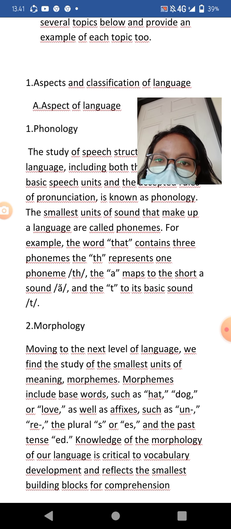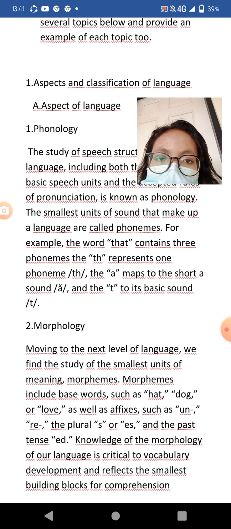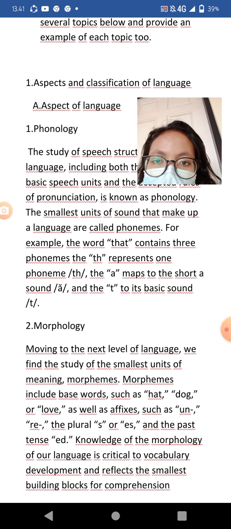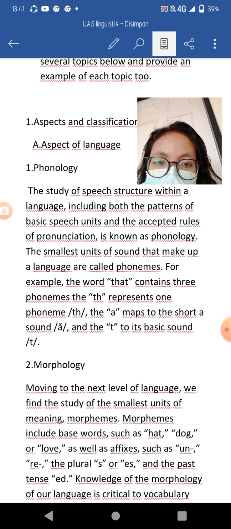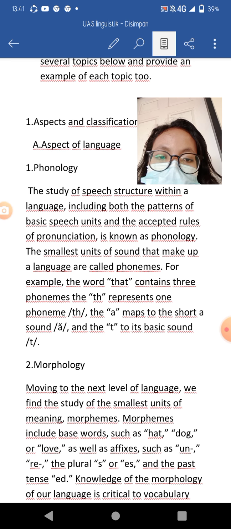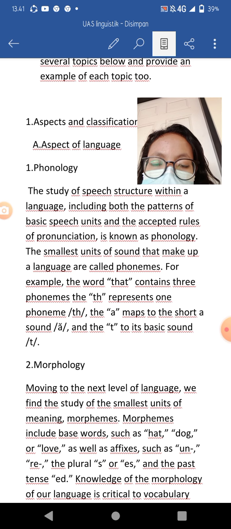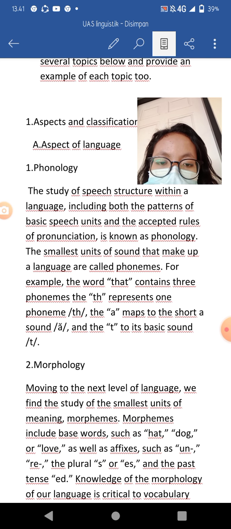Number one, the aspect and classification of language. Aspect of language. The first, phonology. The study of speech structure within a language, including both the patterns of basic speech units and the rules of pronunciation, is known as phonology. The units of sounds that make up a language are called phonemes.